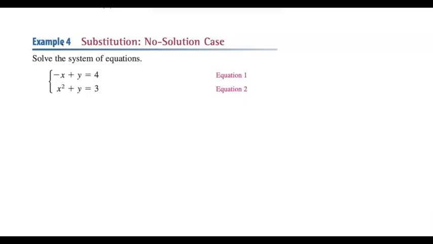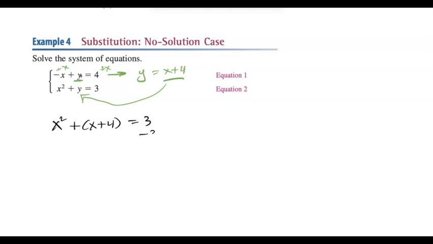Same idea, we're going to try to get a variable by itself. In general, there's an x squared, so you probably want to solve for the y. You have a quadratic equation. We're going to try to get the y by itself. Let's just add x to both sides here, and you get y equals x plus 4. And we're going to plug that in for the y over there. You get x squared plus x plus 4 equals 3.